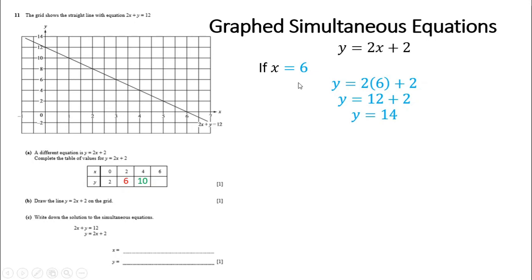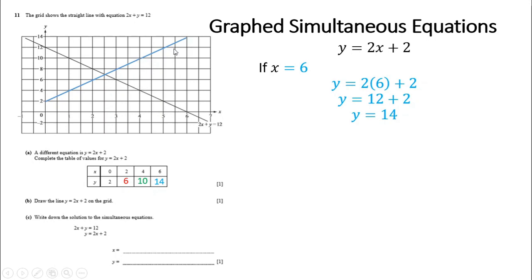So another point on this line will be where x is equal to 6 and y is equal to 14. That is going across to 6 and up to 14. That's this point up here. Okay, let me just fill that into my table of values. When x is 6, y is 14. And I can go ahead and graph that line. You see my line goes through the points (0, 2), (2, 6), (4, 10), and (6, 14).